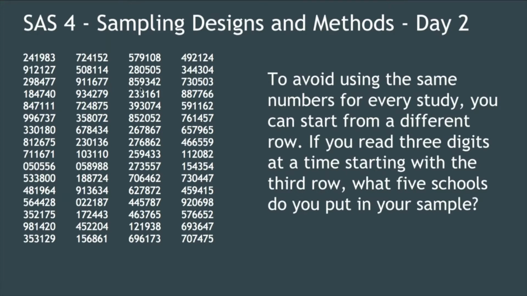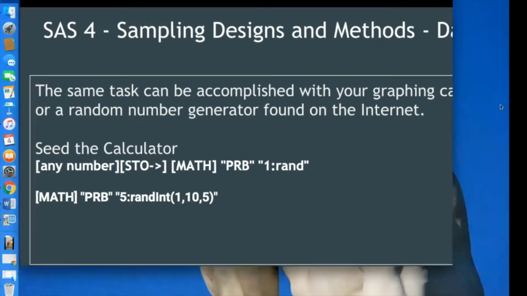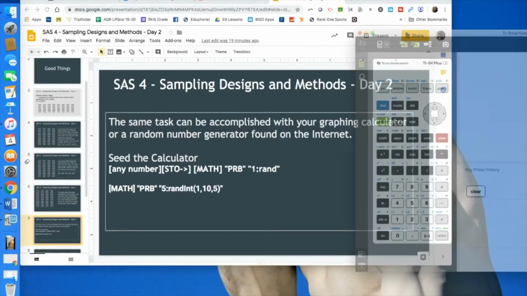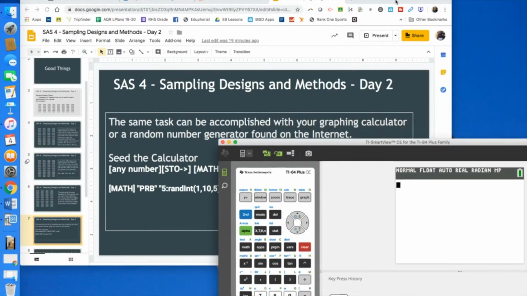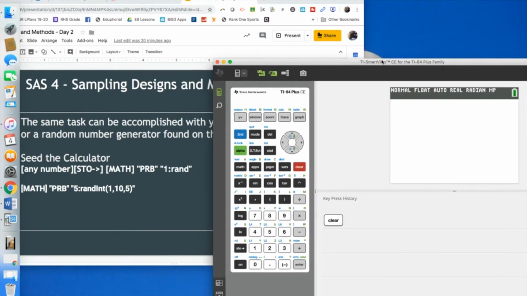Now, that seems simple. Here's the difficult part. You can actually use your calculator as a random number generator. Now, I'm going to show you how to do that. I have a calculator I can pull up on my screen. You're going to see the calculator first. This is a TI-84. It's an emulation on the computer. And I'm going to seed it. I'm going to put any number in there. Any number, that's what it says. Seed the calculator, any number.